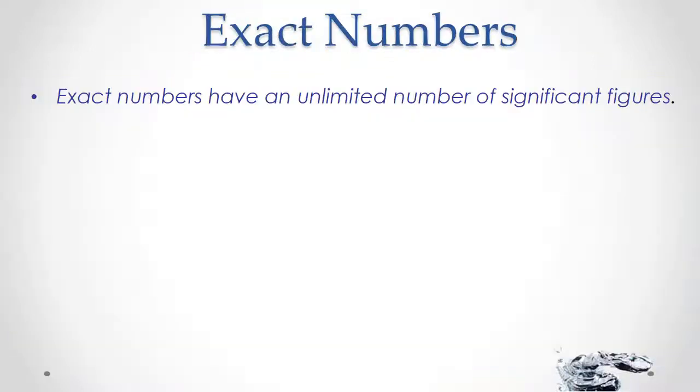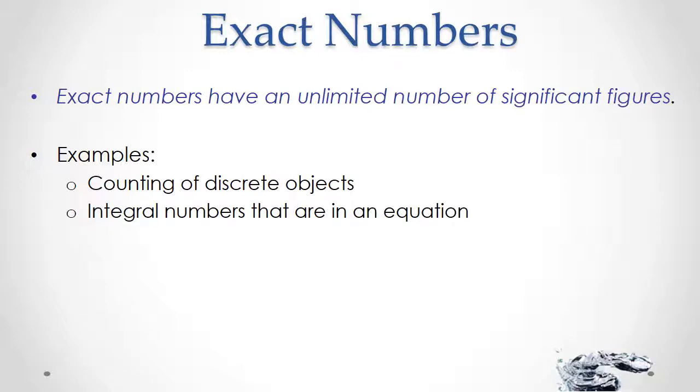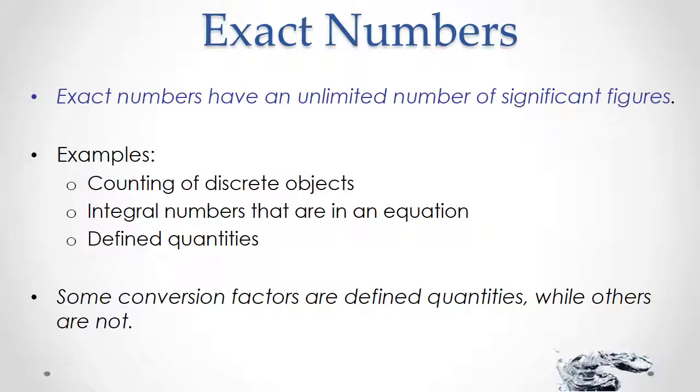Sometimes in chemistry, we will have exact numbers. These are numbers that have an unlimited number of significant figures. Usually these are counts, because we are counting discrete units of objects. Exact numbers are integral parts of an equation. These can be defined quantities. Some conversion factors are defined quantities while others are not, and you will refer to how I use them in class to understand how to count significant figures.